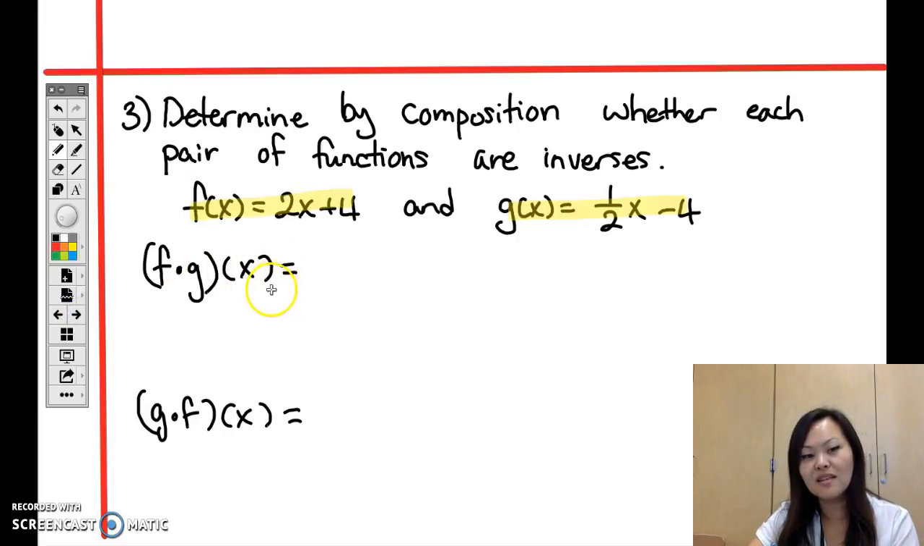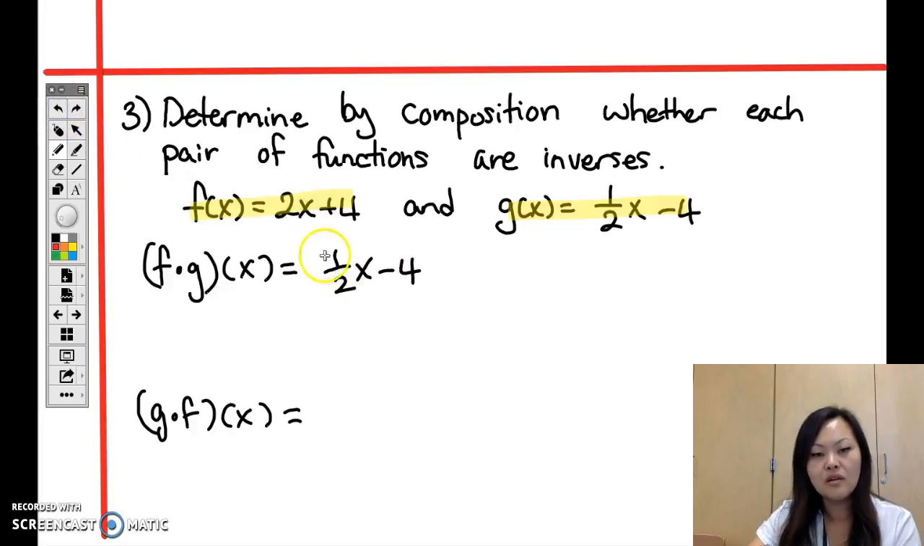So f of g of x. We have to think about yesterday's lesson. We start off with g of x, which is 1 over 2x minus 4. And then we put that into f of x, which is 2x plus 4. What that means is, instead of x, I'm going to put in 1 over 2x minus 4. I'll put that in parentheses, put the 2 at the front, and then put the plus 4 in the back.